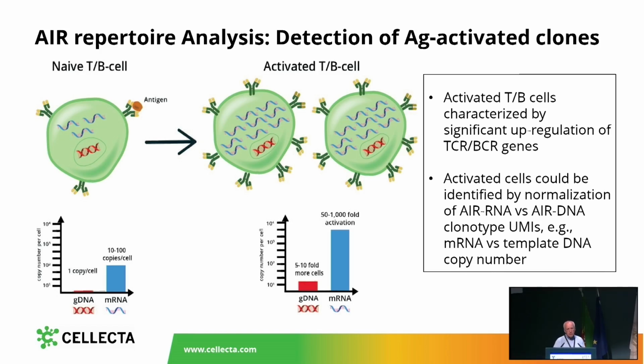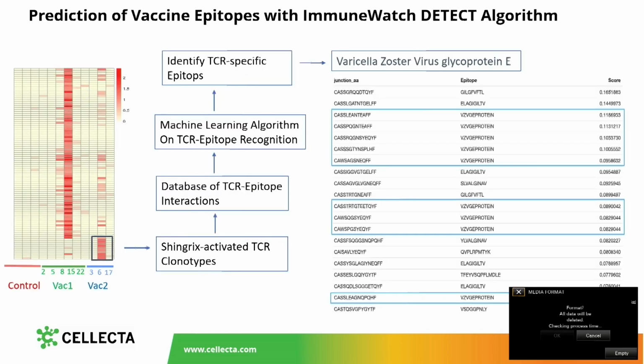For T-cell receptors, it's also correct, but the activation level is significantly less. It's between 50 and 100-fold activation, but still it's enough to identify cells which are activated by immunization or any biological process which induces adaptive immune responses. It probably doesn't work in all cases, but in many cases, this simple strategy is really rather useful to identify activated clonotypes.